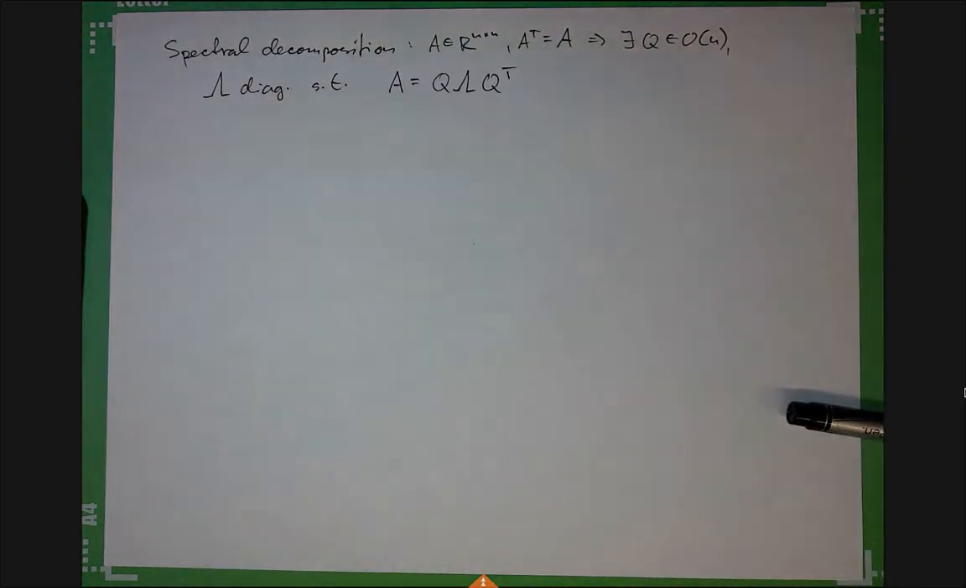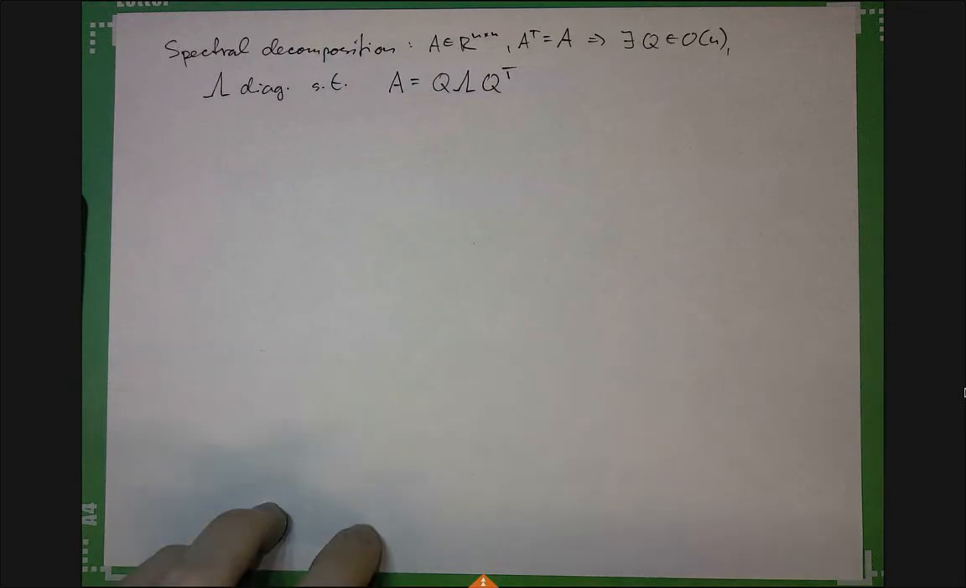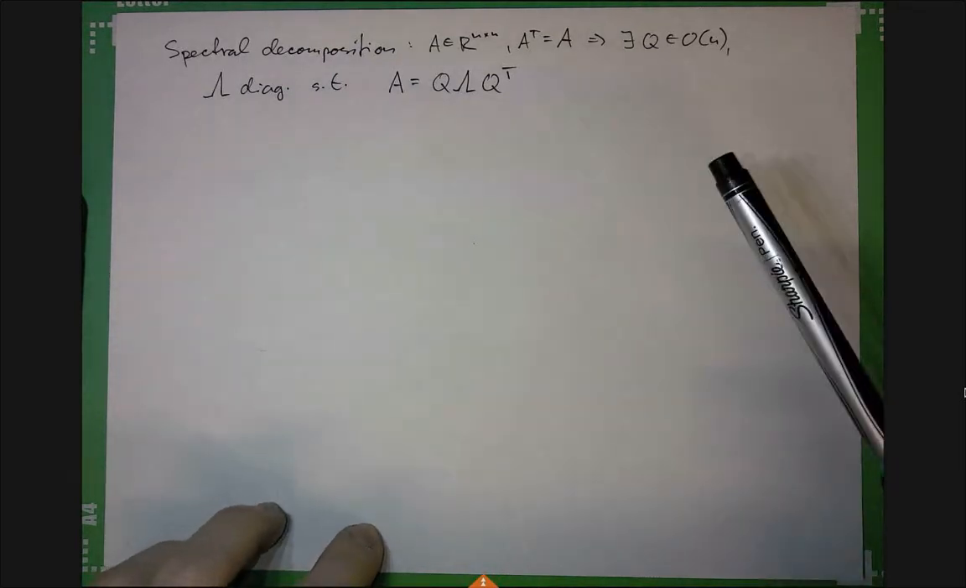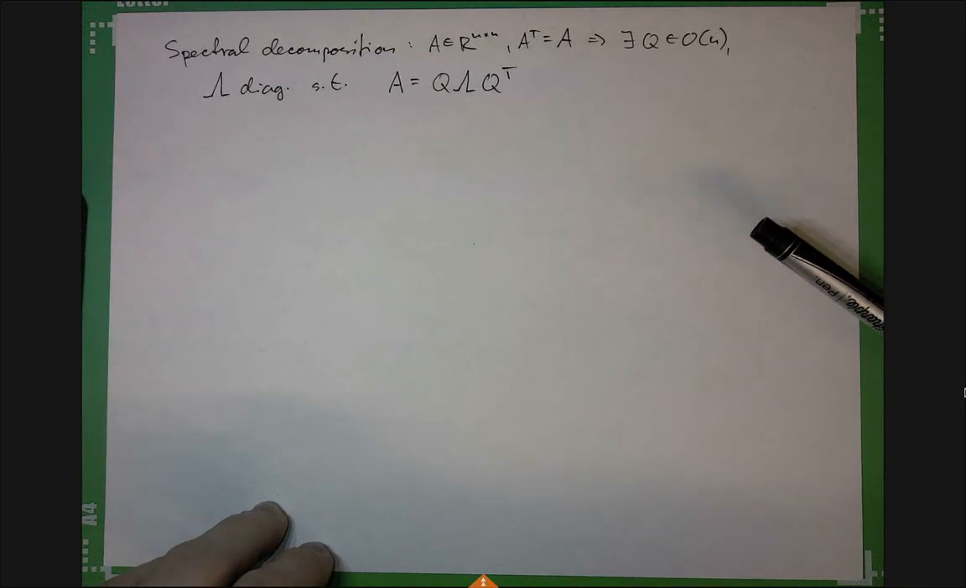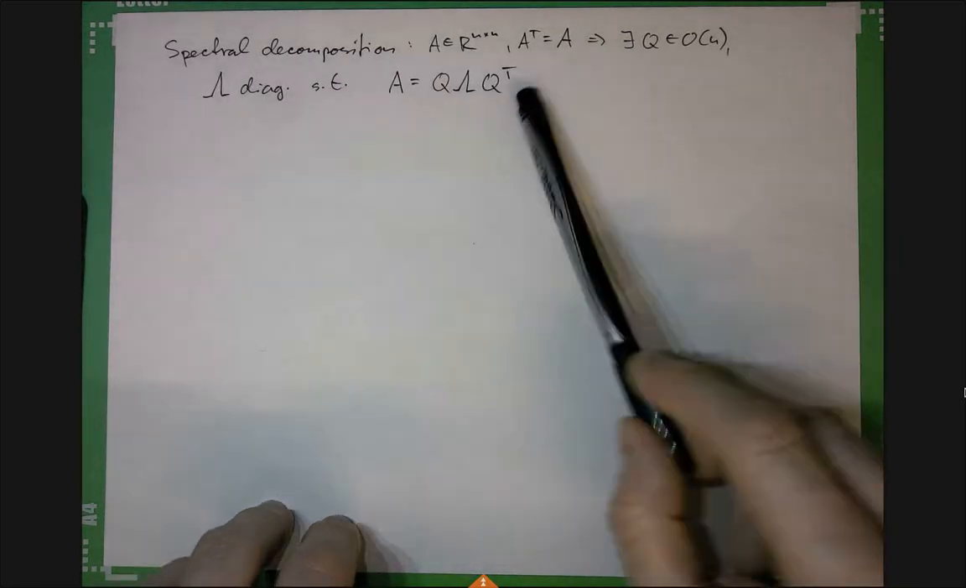It's also possible to prove it in the general case when there are repeated eigenvalues. And this is what we will not do here because it's a little bit more technical. If you want, you can find it in the textbook. Gilbert Strang has it there. But it is also true.